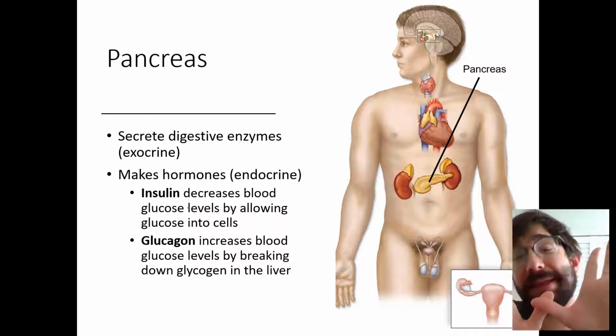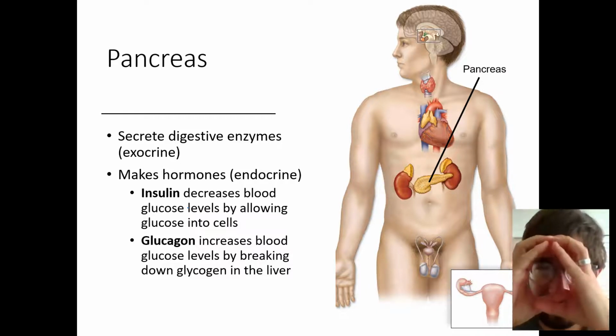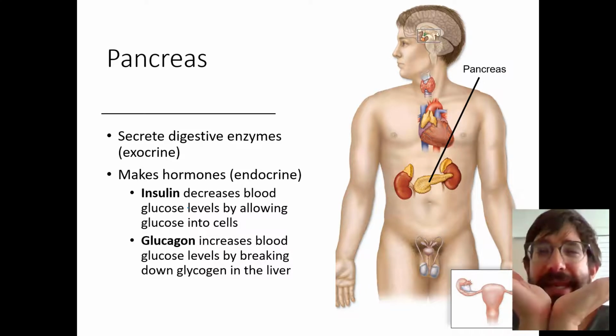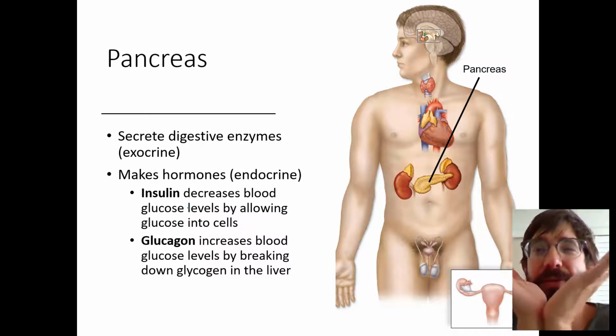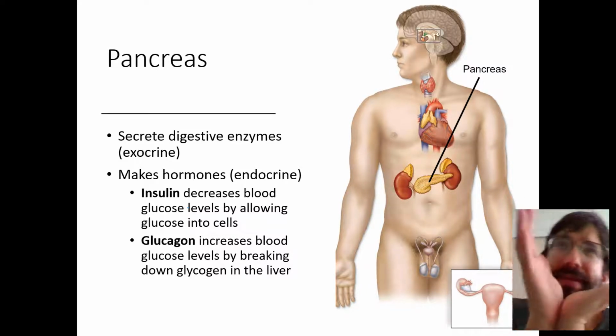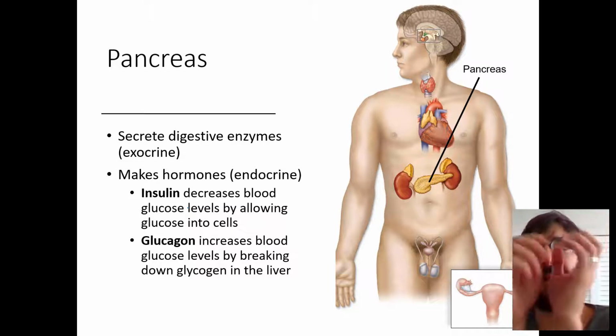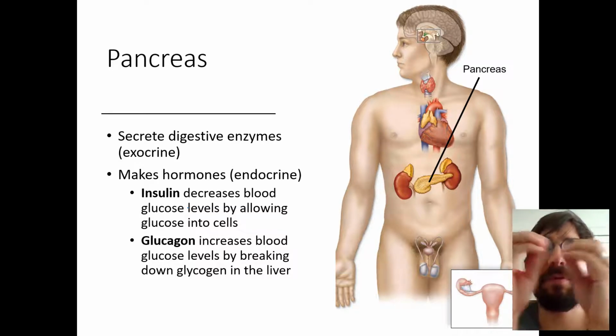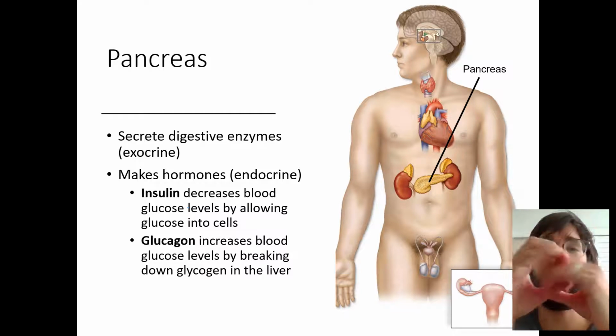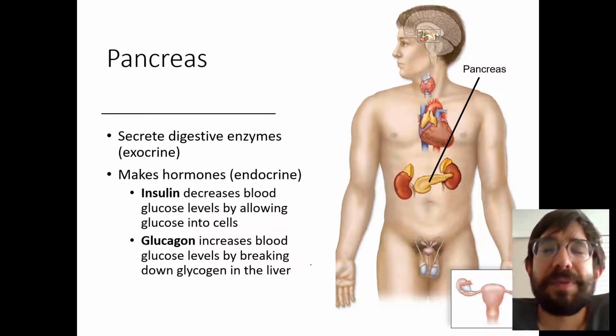And I say both because this is a case where the same gland makes the antagonists. It makes 2 hormones that have the opposite effect. Not like thyroid and parathyroid hormone having antagonists, but the pancreas making both. So this is all about blood sugar. We could be a little more specific and say glucose. We're talking about glucose levels in the blood.